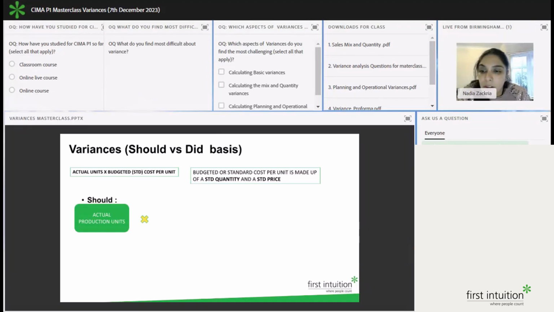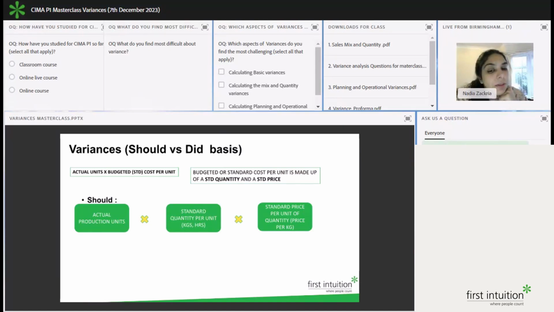And so what do you start with? You always start with your actual production units. At some places, you'll see that you use actual number of hours. So when we go into variances, we'll see where we change from units to hours. So actual units produced into either the standard kgs if it is to do with material, into standard labor hours if it's to do with labor, right? And then you multiply it with a cost per unit or the standard price per unit.